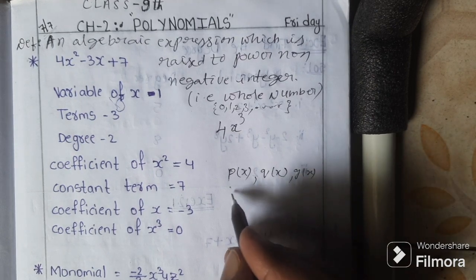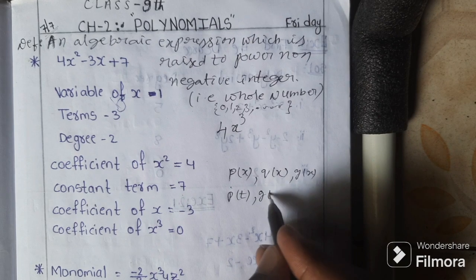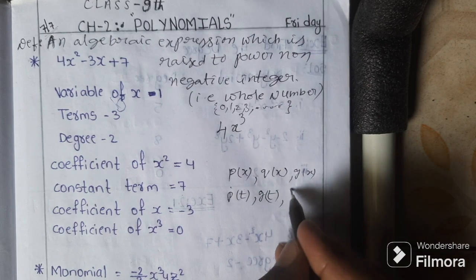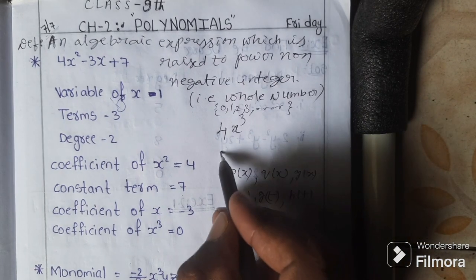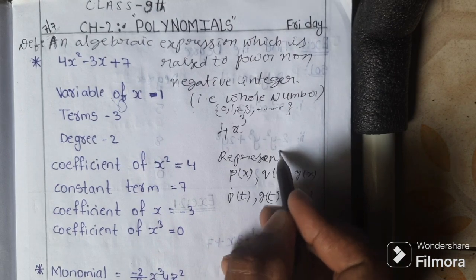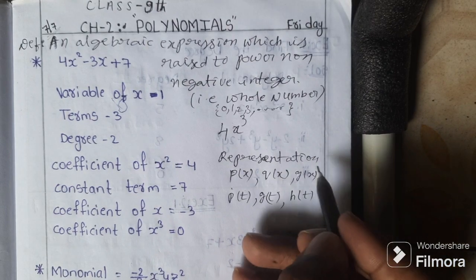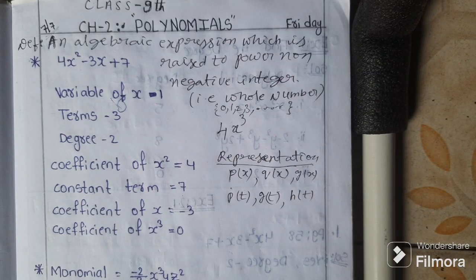Of course you can write p of t, suppose g of t, another one h of t, like this also you can write. What does polynomial representation mean? This is the representation I am telling. Representation here means how the polynomial is shown in a short form.